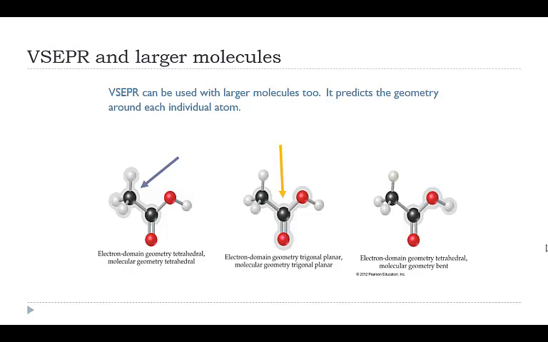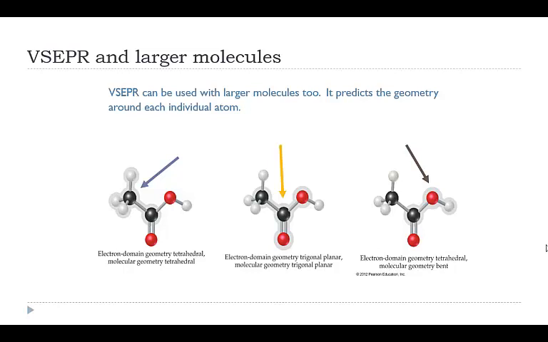For the carbon in the middle, the electron domain geometry is trigonal planar, and the molecular geometry is also trigonal planar. There are no electron pairs around that carbon. There are just 3 bond domains. Around the oxygen on the right, the electron domain geometry is tetrahedral, the molecular geometry is bent.